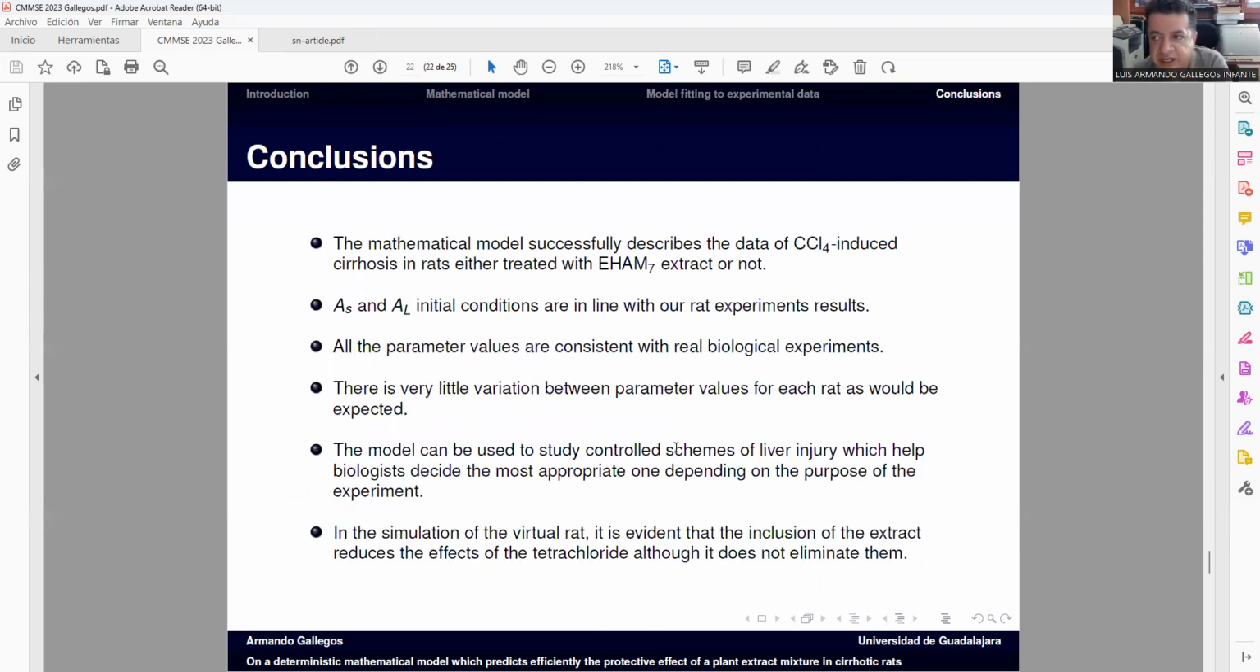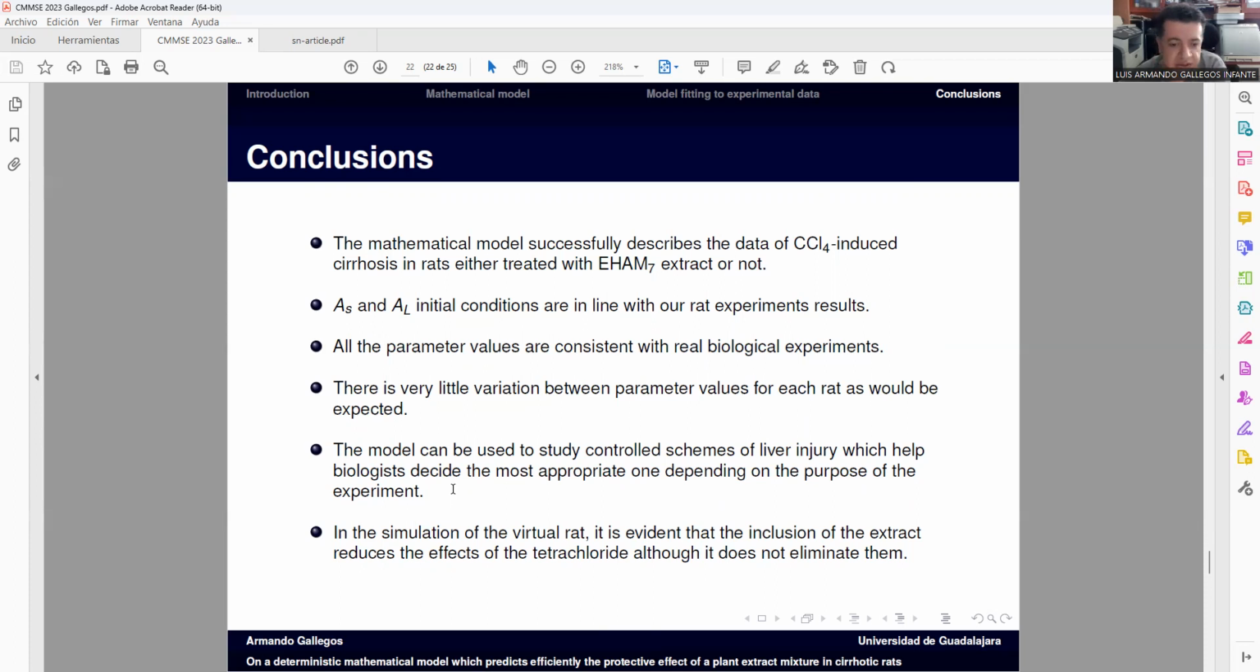Okay. Finally, here we can see the conclusions. The mathematical model successfully describes the data of tetrachloride induced cirrhosis in rats either treated with extract or not. The initial values of the proteins are in line with our rat experimental results. All the parameter values are consistent with real biological experiments taken from the literature. There is very little variation between parameter values for each rat, as would be expected.